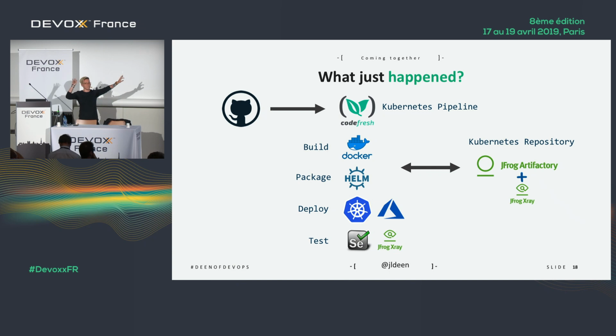But we also know that we had stuff in Azure DevOps and stuff in Jenkins, and it essentially did the same thing. Every single CI/CD system handled Docker, packaged up my Helm chart, deployed over to Kubernetes on Azure. CodeFresh obviously did my Selenium scanning and my Xray scanning. And then for my Kubernetes registry, I was using JFrog Artifactory and Xray for the CodeFresh demo.